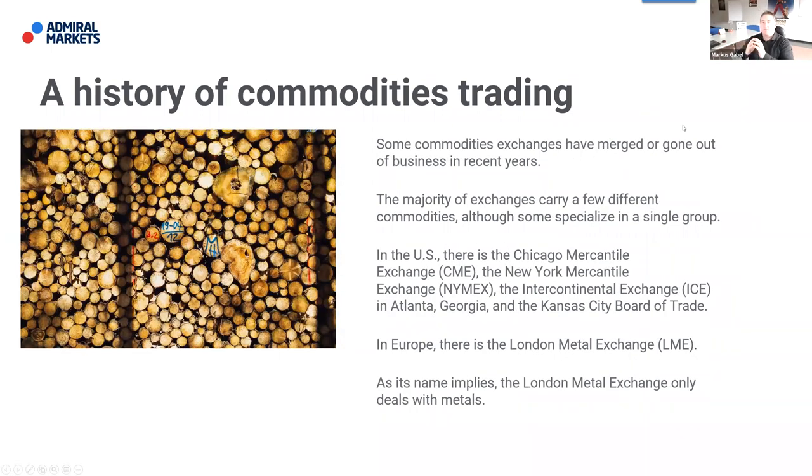Some commodities exchanges have merged or gone out of business in recent years. The majority of exchanges carry a few different commodities, while some specialize in a single group. So now here we go to the places. First of all, and the most known place, there is the Chicago Mercantile Exchange, short CME. And then we have the New York Mercantile Exchange, shortcut NYMEX. Then the Intercontinental Exchange, the ICE, in Atlanta, Georgia, and the Kansas City Board of Trade. And of course, in Europe, we have the London Metal Exchange, shortcut LME. As its name implies, the London Metal Exchange only deals with metals.